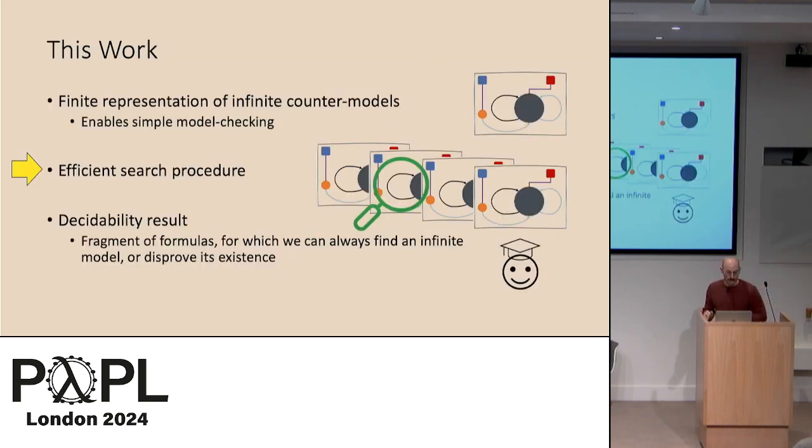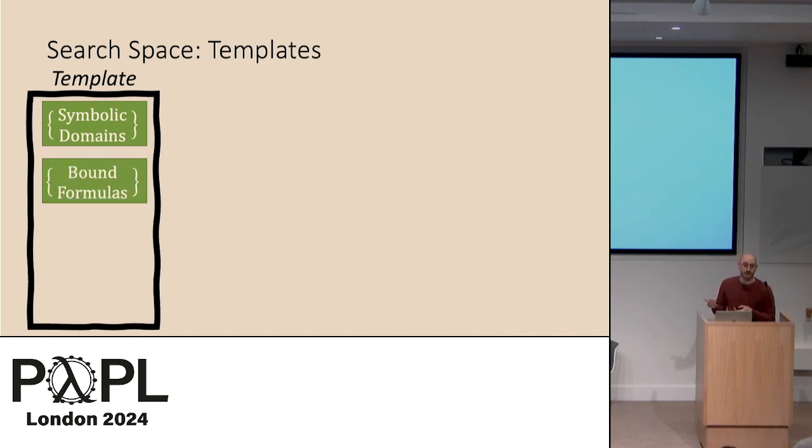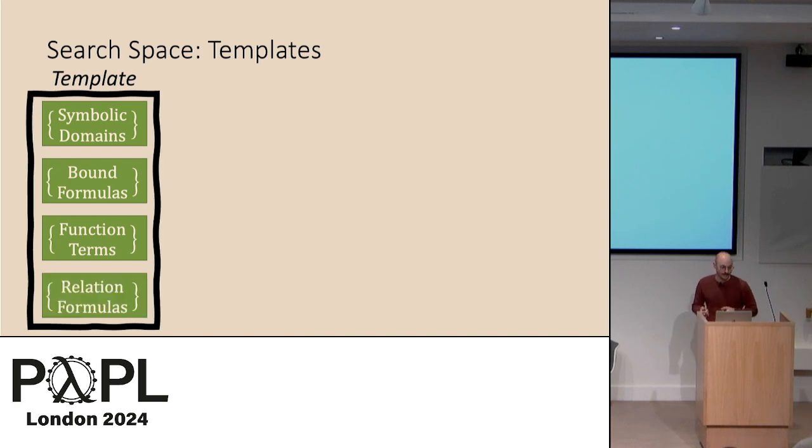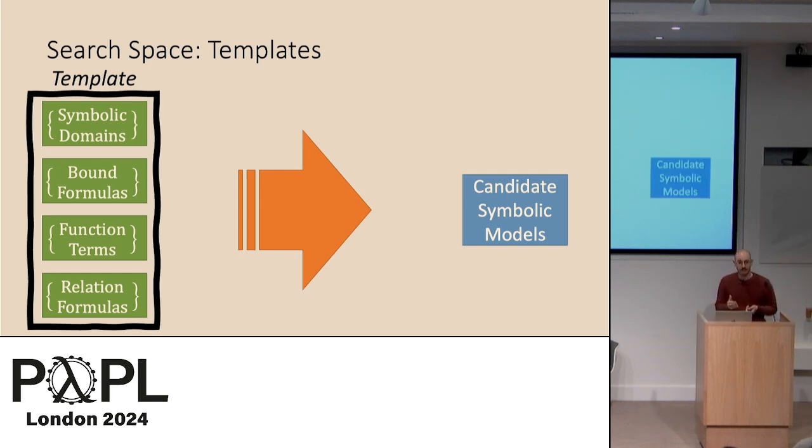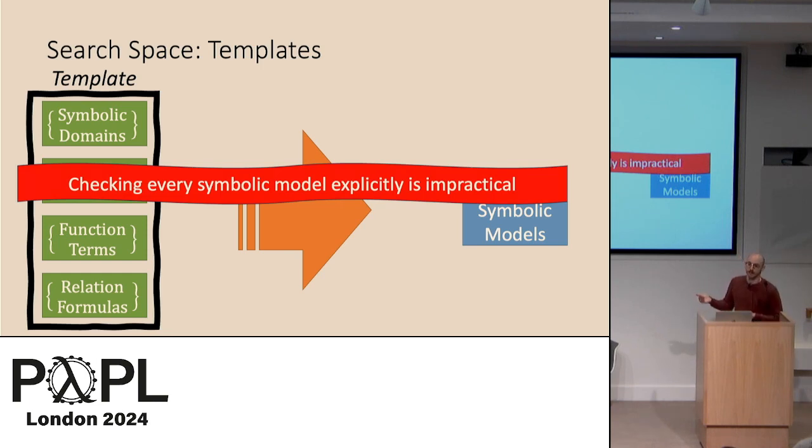Great. So next, we can check if a specific model satisfies a formula, but can we find a satisfying model for a given formula? Of course we could just enumerate all symbolic models, but this is infeasible. Instead we narrow down the search space using the notion of a template that defines a more restricted search space. How do we restrict it? We restrict ourselves to some symbolic domains, so some sets of regular and summary nodes, sets of possible bound formulas, sets of possible function terms, and sets of possible relation formulas. These combined induce a set of candidate symbolic models, but again, checking every symbolic model explicitly would be impractical, and in fact impossible if we have infinite sets.